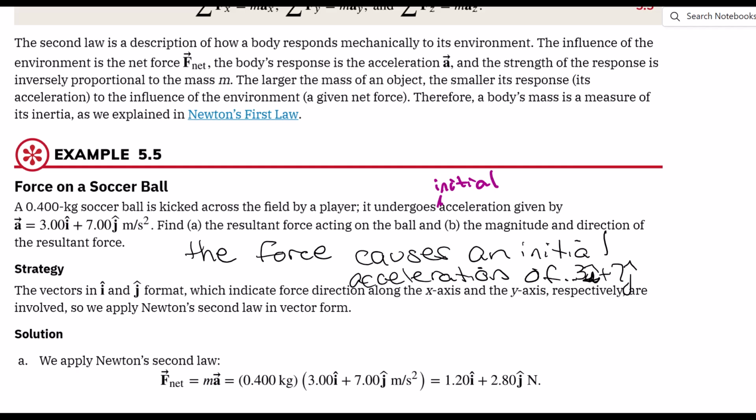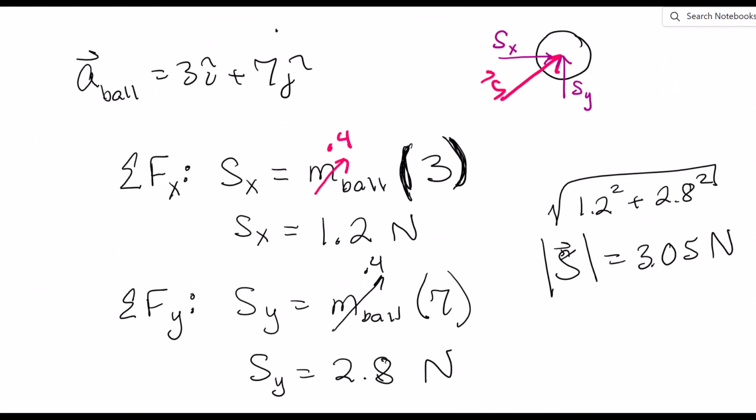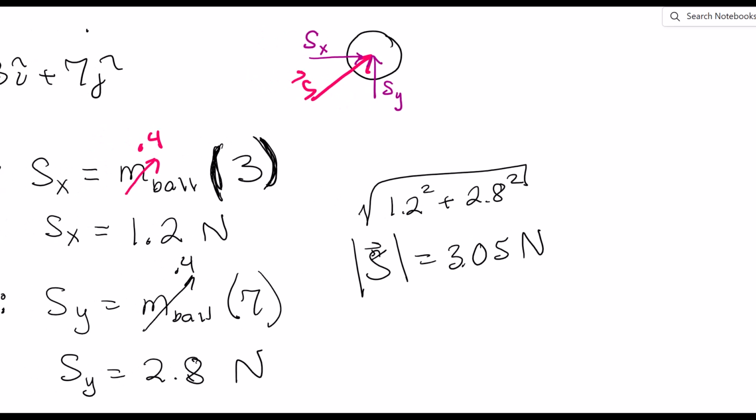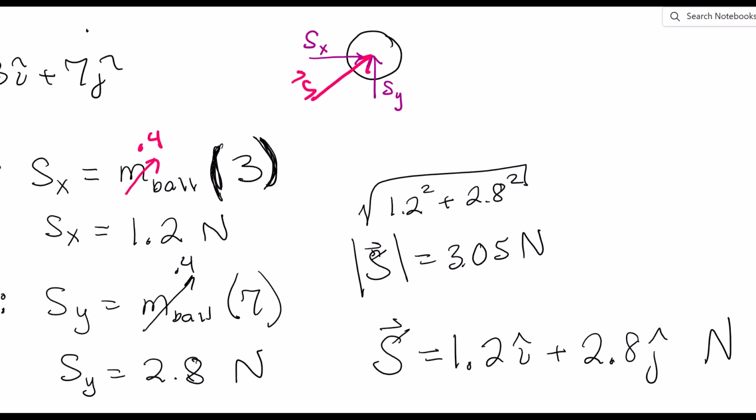Okay, so what were the questions? Find the resultant force and the magnitude and direction. Okay, so the resultant force, if I was going to write the force as a regular vector, force equals 1.2 i hat plus 2.8 j hat newtons. The magnitude is that. And if I kind of look at this triangle again, S could also be drawn down there. So I have S is 1.2.